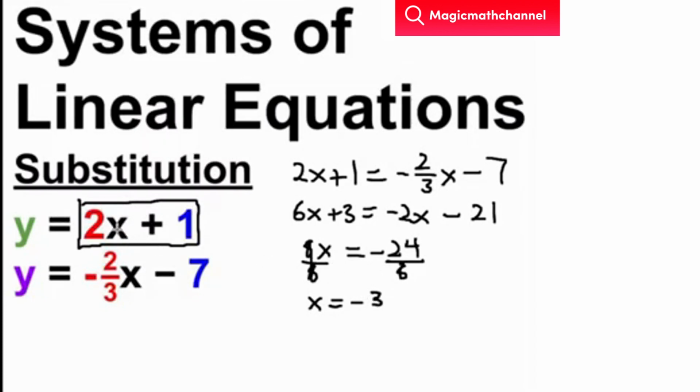So if I plug in a negative 3 into this, I get y equals 2 times negative 3 plus 1. That becomes negative 6 plus 1, and therefore y equals negative 5. So there we have an algebraically derived solution for this system of linear equations.